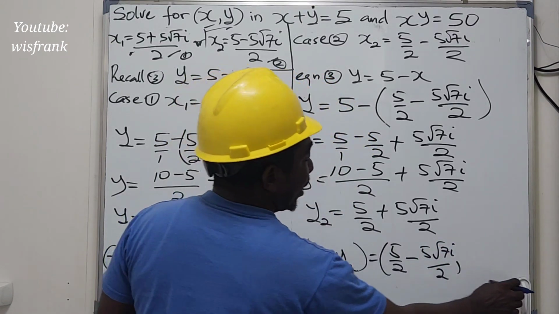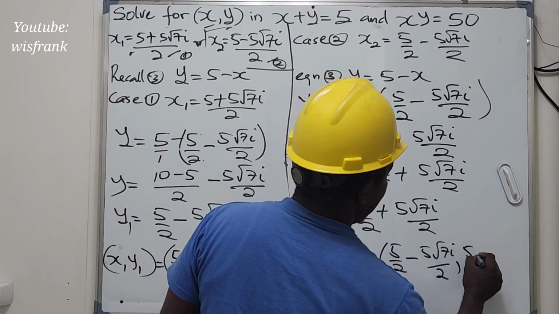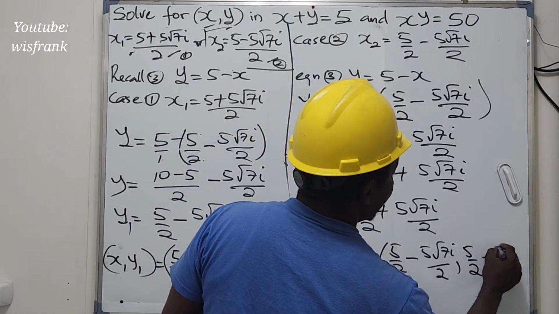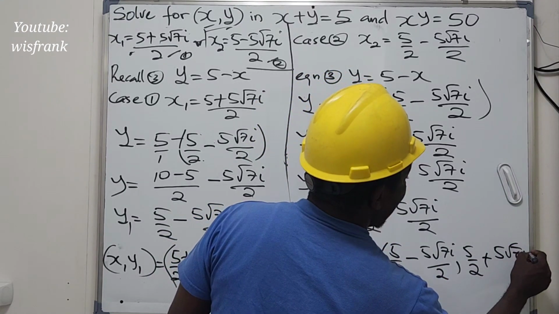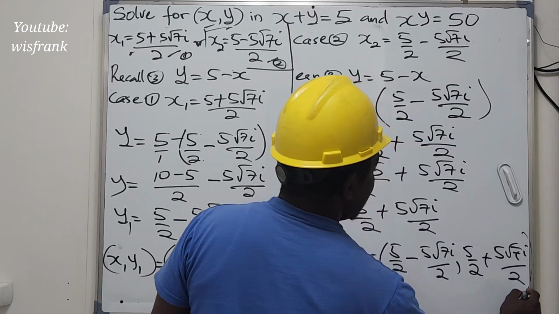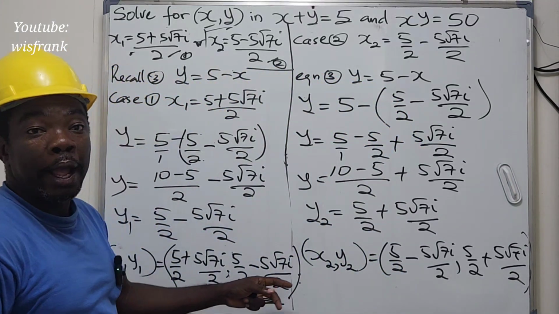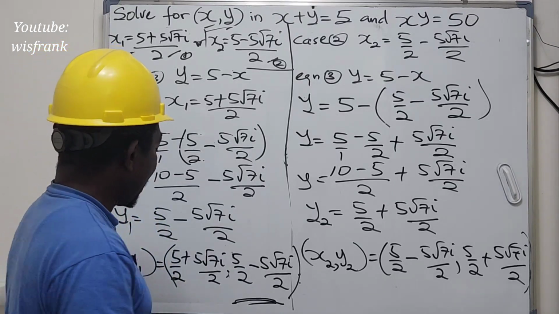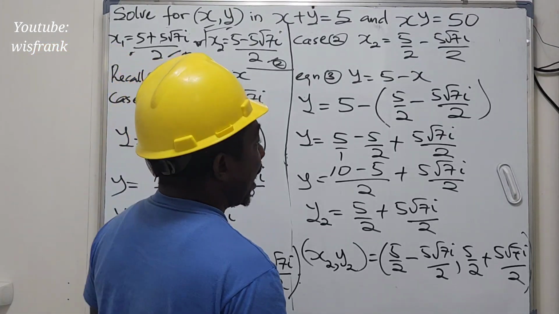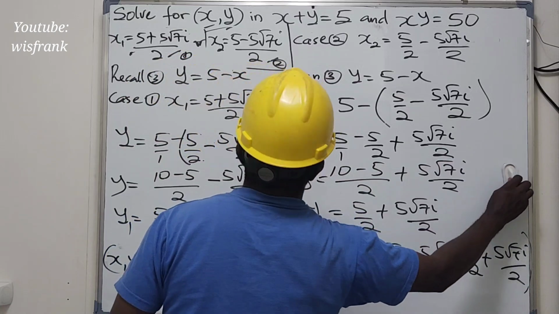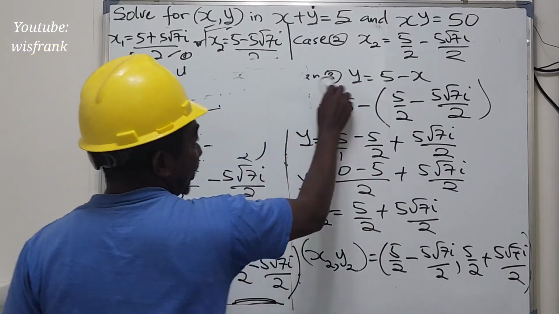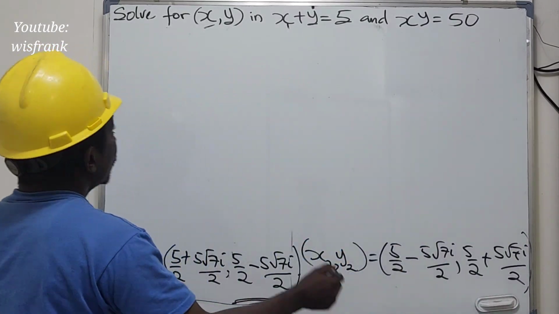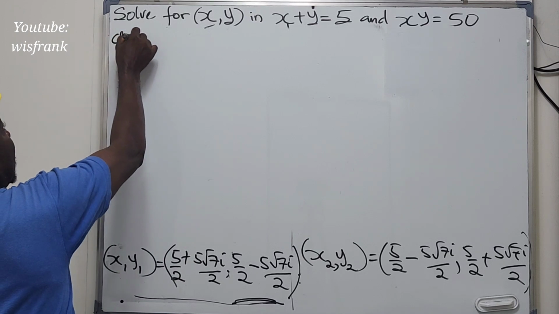Then our value of y2 is 5 all over 2 plus 5 root 7i all over 2. So this is the value of x2 and y2 that we have. We can do a little check to see whether this value of x and y satisfies this equation. Before we do that, we need to clean this.